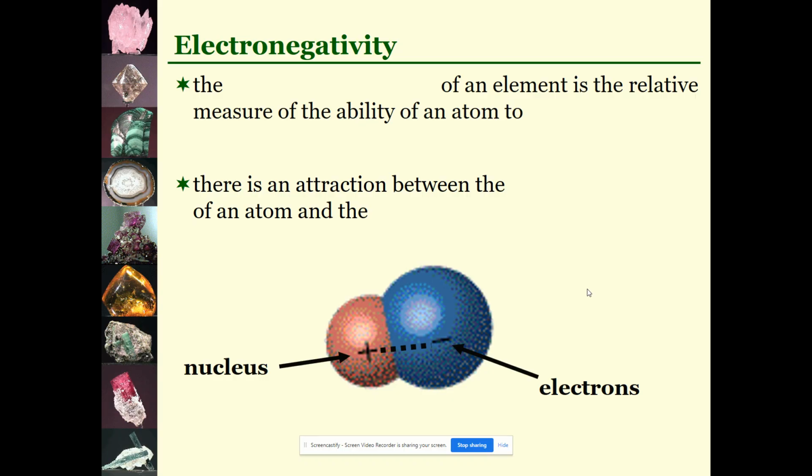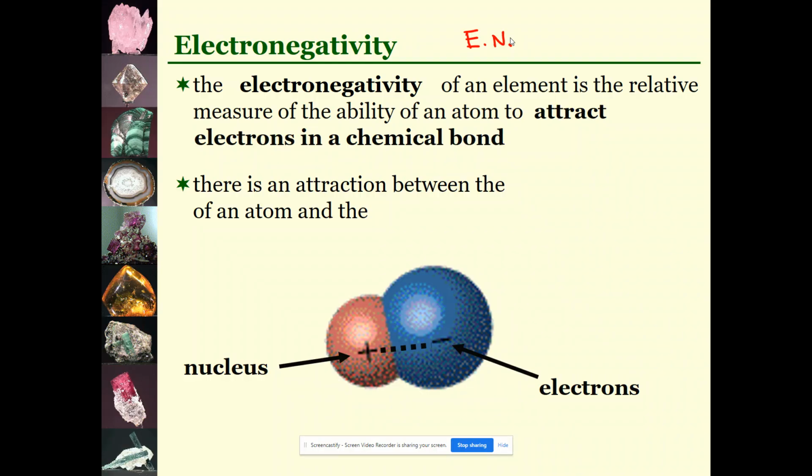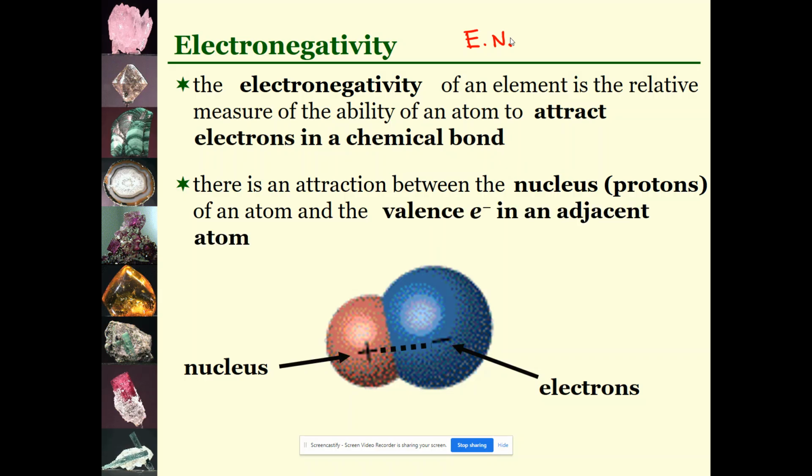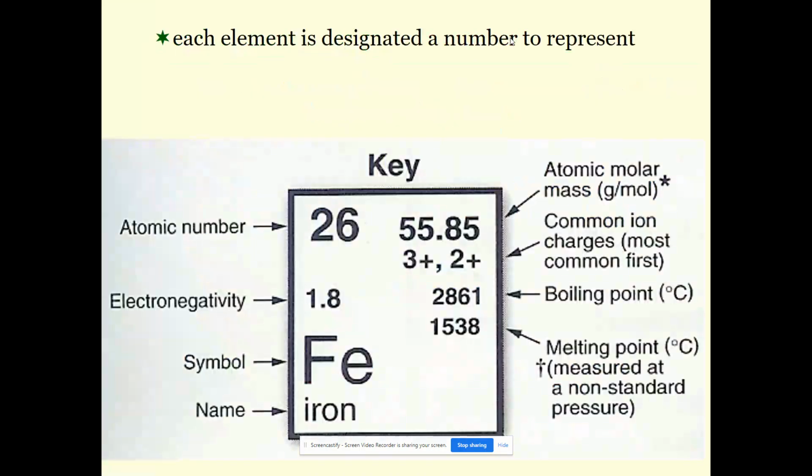So why does that happen? And how can we predict when this happens? The topic that we use to understand this is called electronegativity. For short, we write EN for electronegativity. The electronegativity of an element is its relative measure of its ability to attract the electrons in a chemical bond. As I said, there is an attraction between the nucleus, or specifically the protons of the atom, and the valence electrons in the adjacent atom where it's trying to share electrons. And again, this attraction is just because the protons are positive and the electrons are negative, so they have opposite charges, they attract each other.